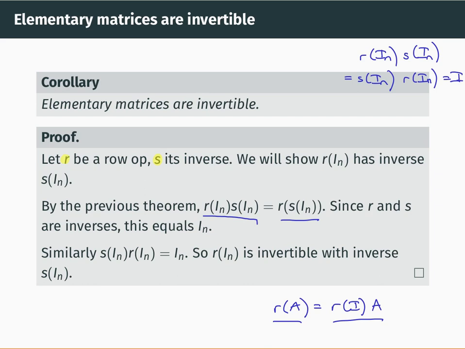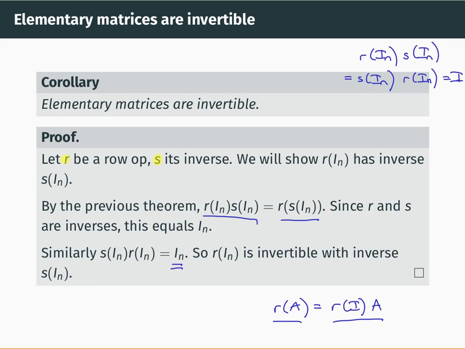But of course we chose R and S to be inverses to one another, so doing S then doing R is the same as doing nothing. So what we have is that R of I_n times S of I_n is equal to the identity matrix I_n. But of course the same argument works exactly the other way round. S and R are inverses of one another, so we can simply apply this argument the other way round to get that S of I_n times R of I_n is the identity matrix.